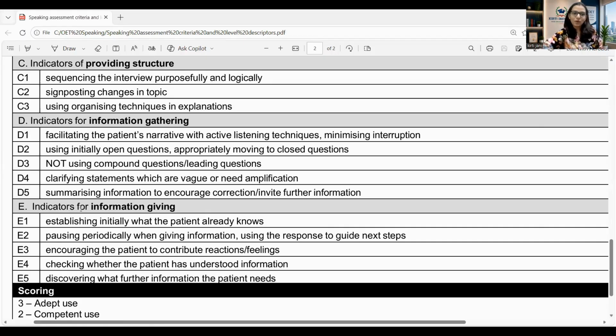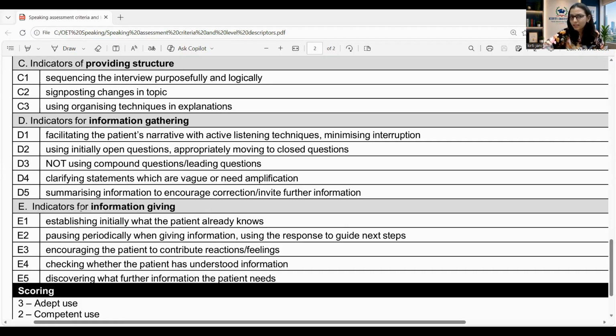The next point says using initially open questions, appropriately moving to closed questions. And we are going to learn this in a specific way in the FAE formula. So first of all, an open question, then gently move towards closed questions. Not using compound questions or leading questions.